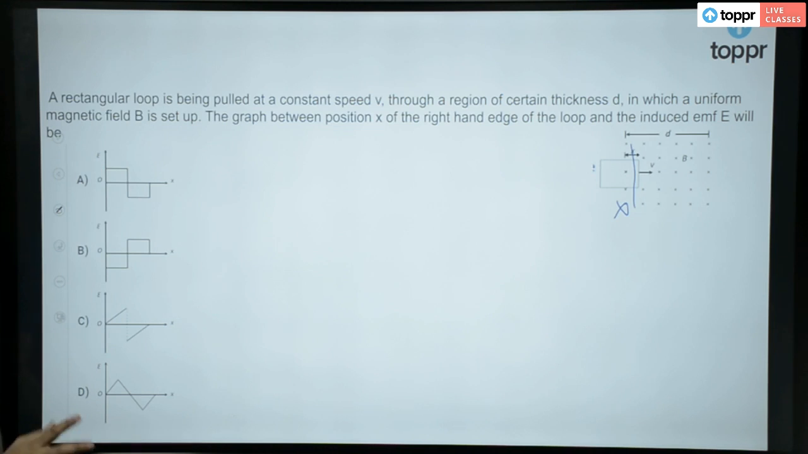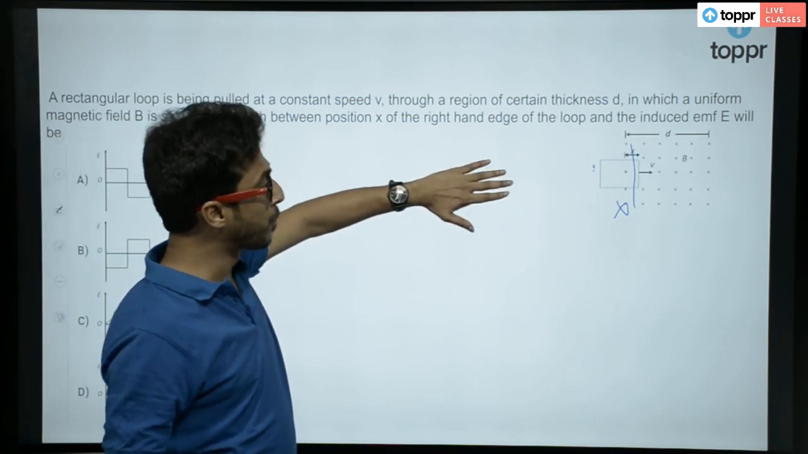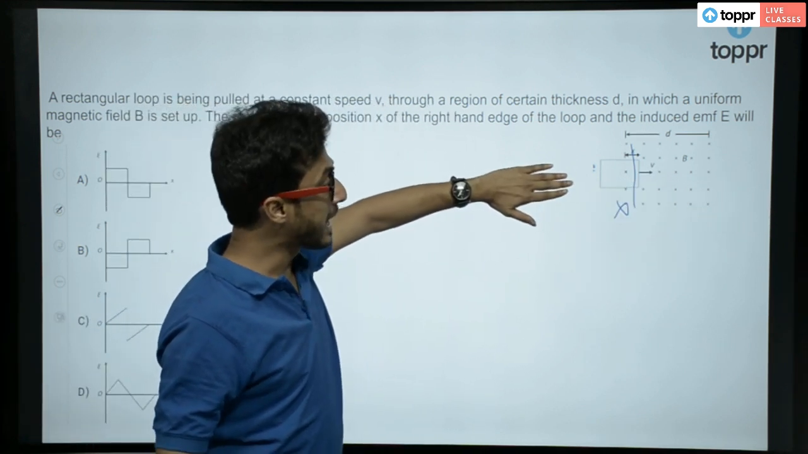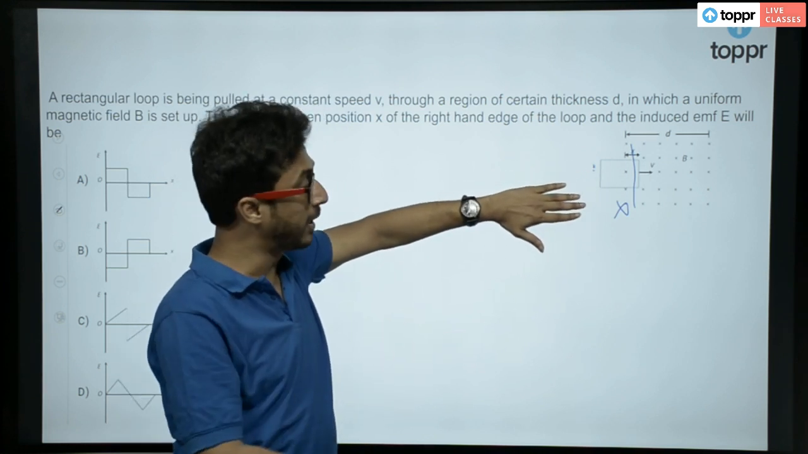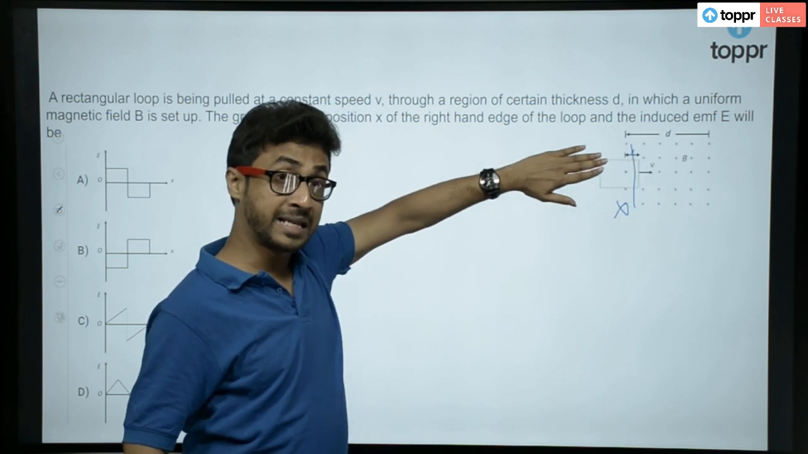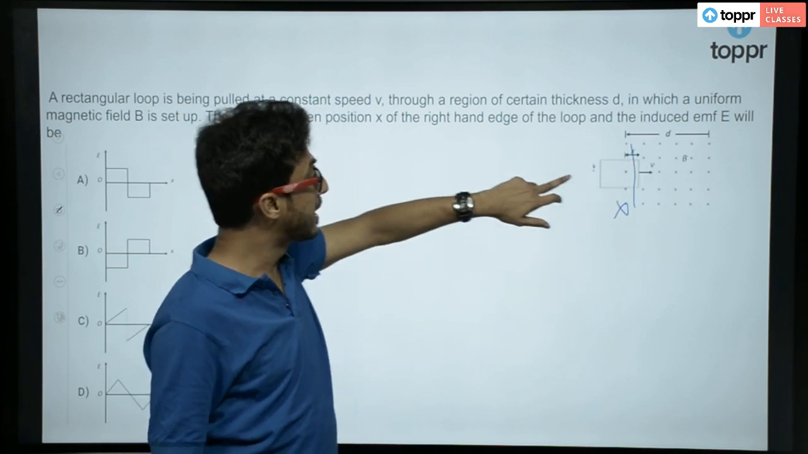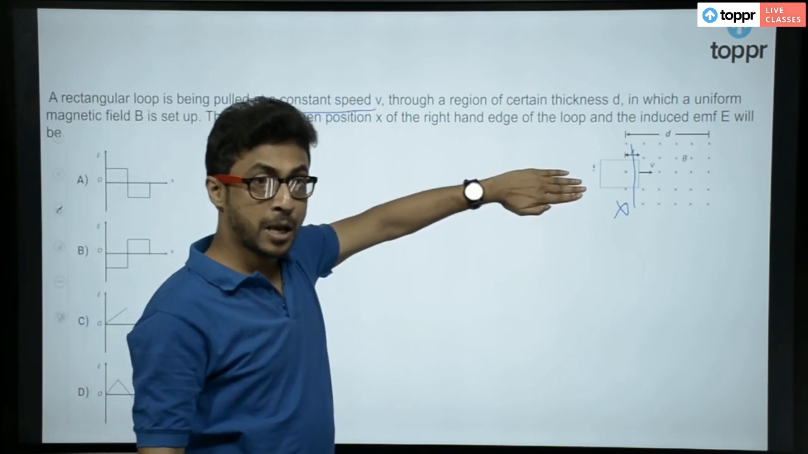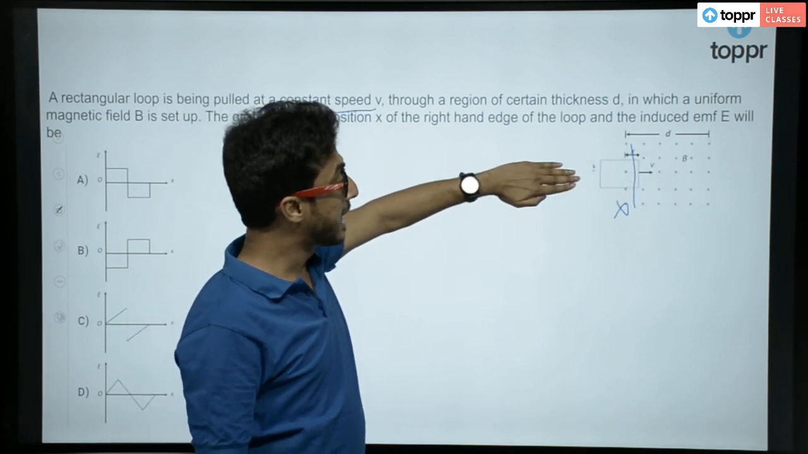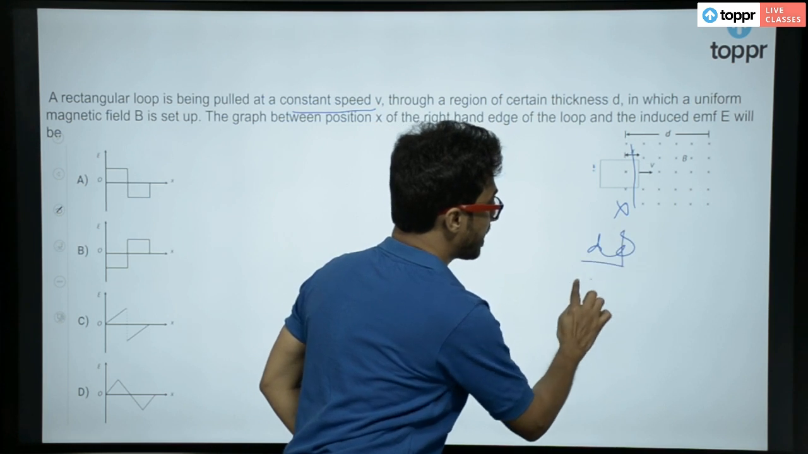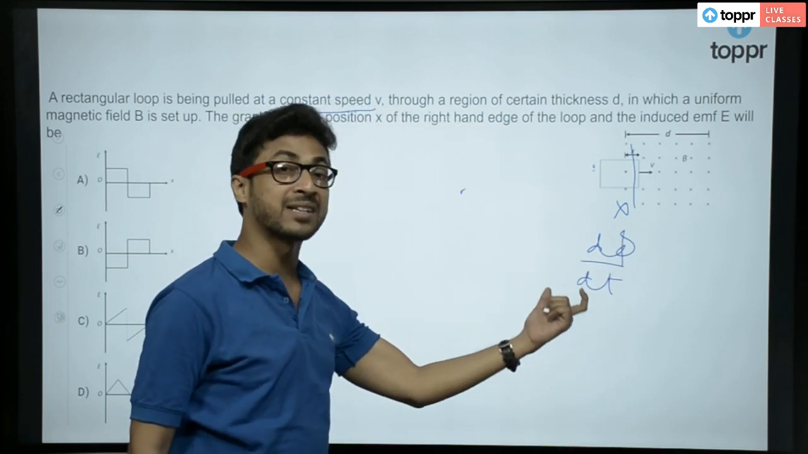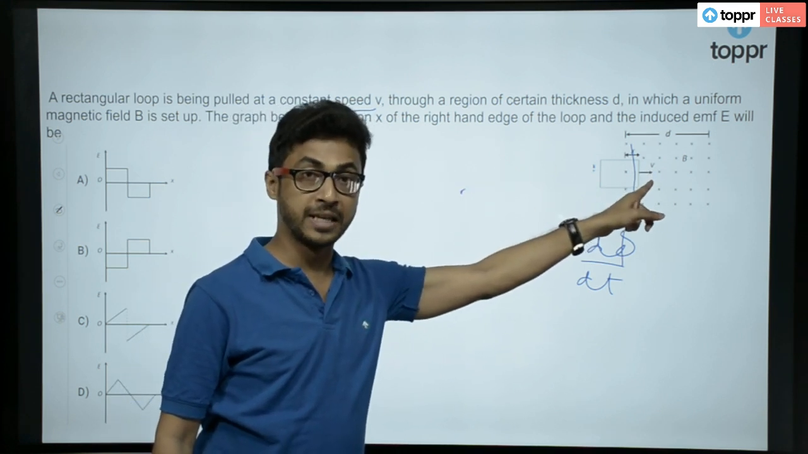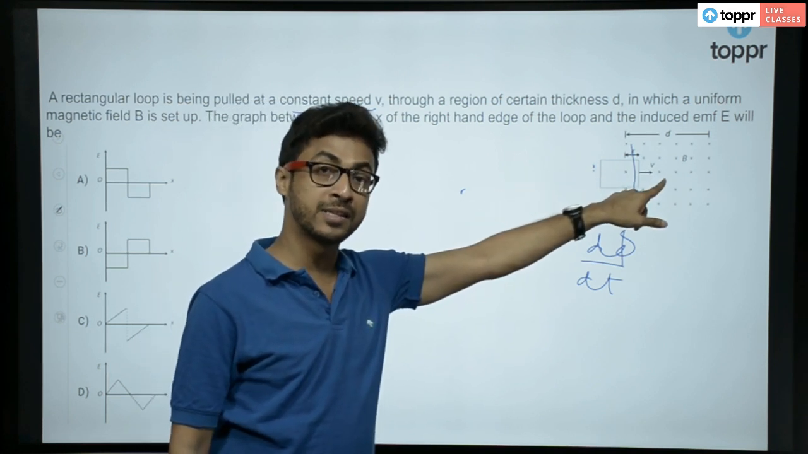So what they are asking: there is a loop, and the loop is moving through the magnetic field. As it is moving through, it is cutting the field. The flux linked with the coil is slowly increasing, and increasing at a constant rate because the loop is moving at a constant speed v. So its rate of change of flux, d phi dt, is constant because it is moving at a constant velocity. Then definitely the EMF generated will be constant, right?